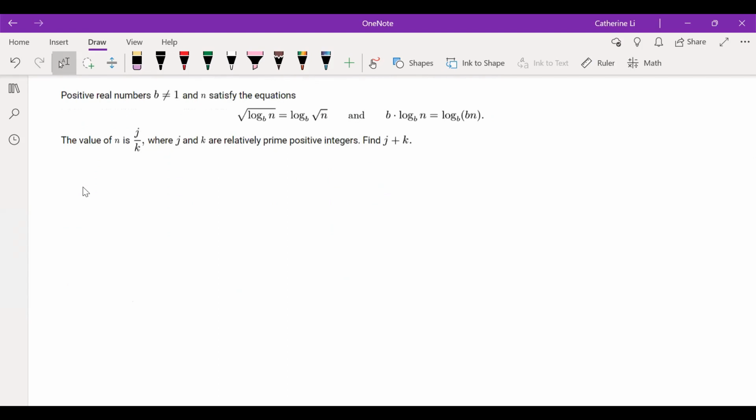But yeah, we have a positive real number b that's not equal to 1, and then also another positive number n. And we're given that they satisfy these two equations. And we're finding the value of n. So I think I'll give you maybe like 30 seconds to just try it by yourself, because it's a little bit more involved than the first two.